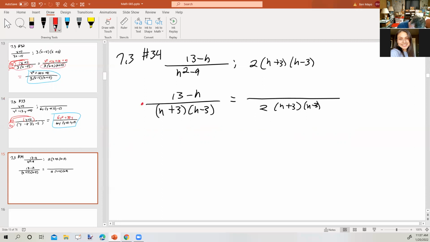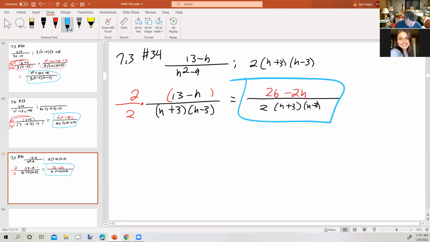So all we're missing over here is a 2, which means we need a 2 on top, and we get, what, 26 minus 2h. And there's our final answer.